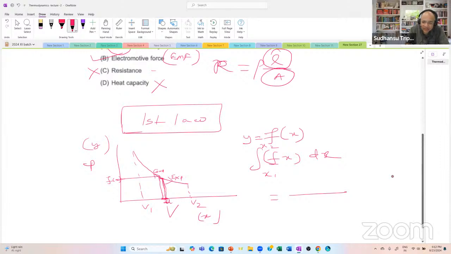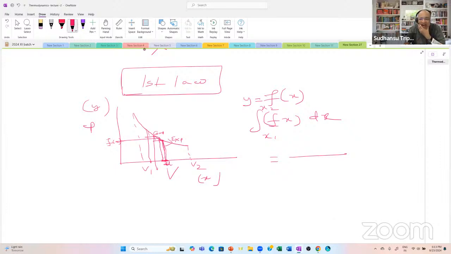This area will not be obtained, because of the small little portion that we leave every time if you just add the areas of the rectangles. Only when you integrate a function, a curve, over V1 to V2, will you get the entire area bound by the graph. So I'm really surprised, Rudra, that you don't know the integration of a function, say P is a function of V, and you integrate this function.